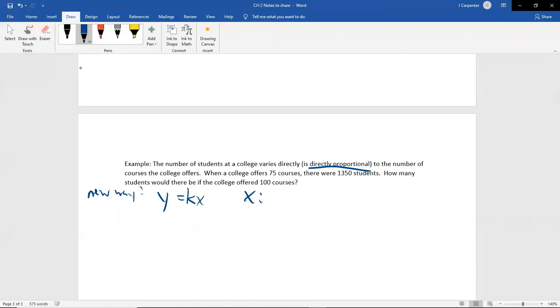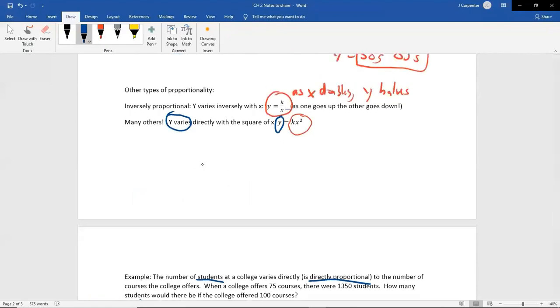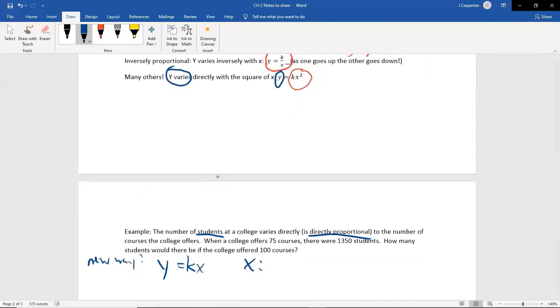So x is going to be, let's see, the number of students at college varies directly to the number of courses. Since the first thing they said is students and then the words varies or directly proportional, the more common scenario is that that's what the y should be, just going with what I said up here. We said the thing before the word varies or proportional, that's what should be by itself. So let's go with that, even though this is completely interchangeable. So students was the thing before varies or proportional, so that's what I'm going to call y.